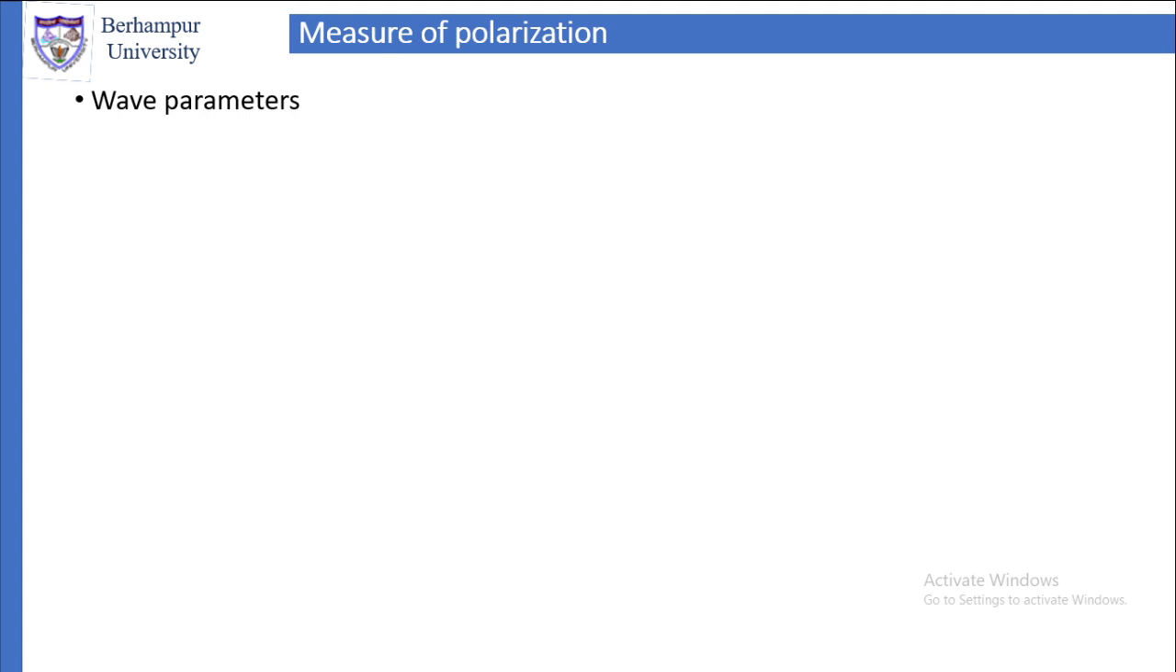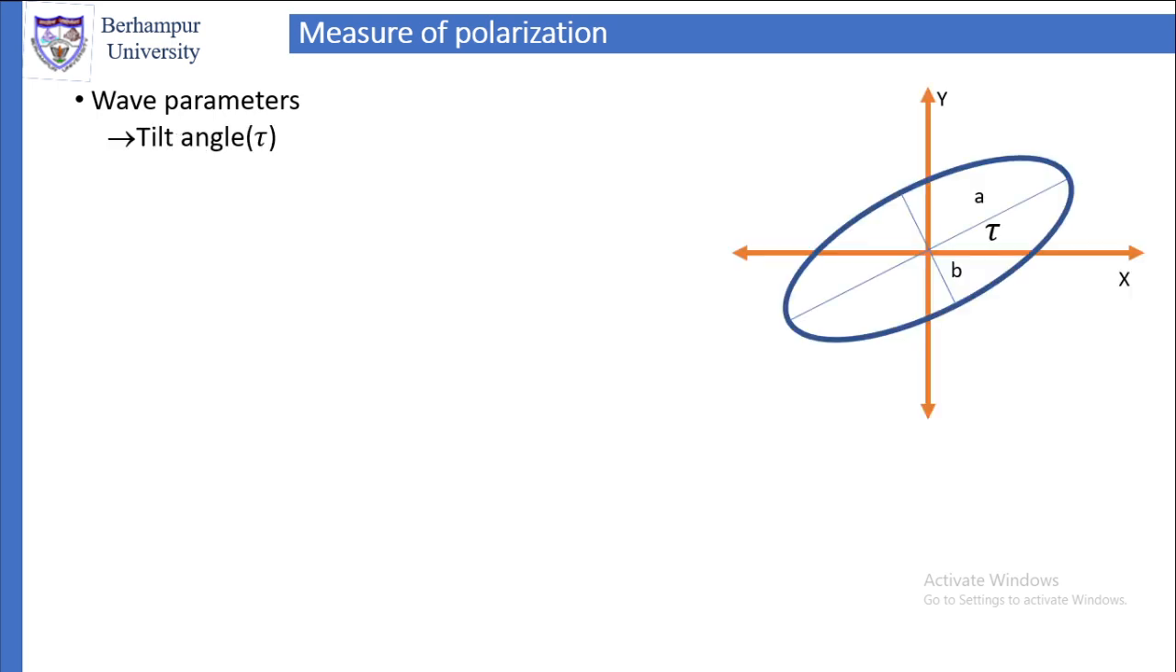To measure the polarization, we describe different parameters. The polarization can be measured in terms of different parameters. We'll discuss each of them separately. First, we'll discuss the wave parameters. The polarization can be discussed in terms of wave parameters. What are the wave parameters?